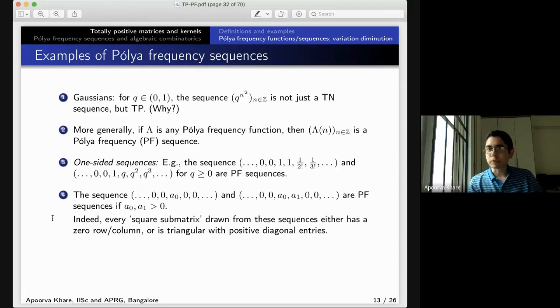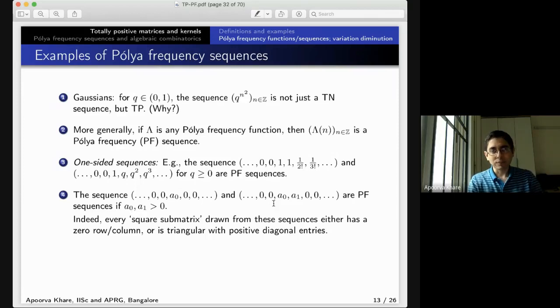And let me actually prove that for you. The proof is very simple. If you look at the infinite Toeplitz matrix for this, that is literally a diagonal of A0 and everything else is 0. So if you draw a submatrix of k rows and k columns, you either get a 0 row or a 0 column, or you get the identity matrix times the number A0. You get a diagonal matrix. So the determinant is positive or 0.